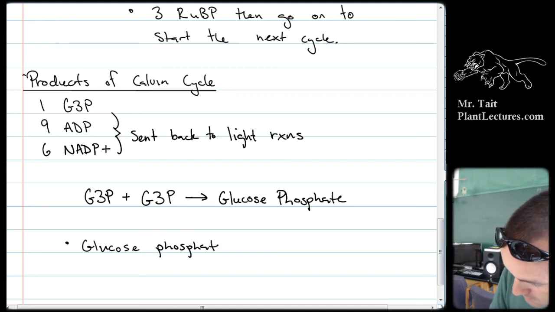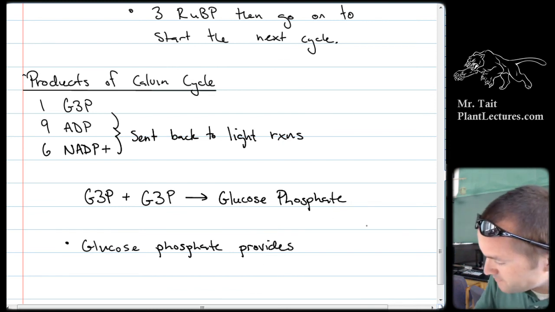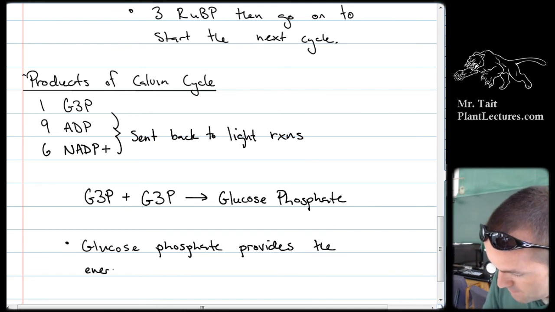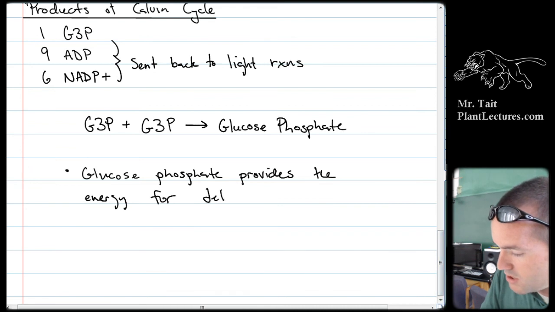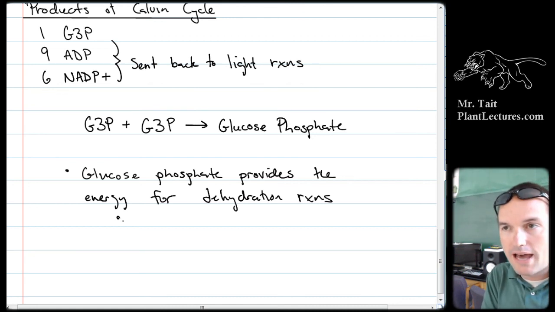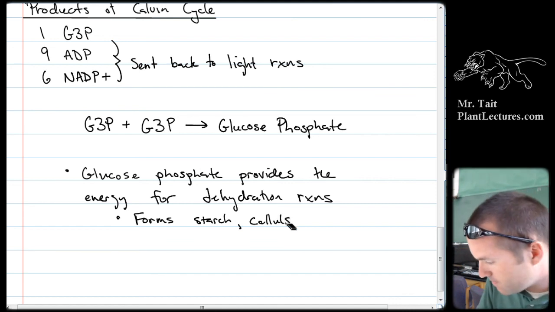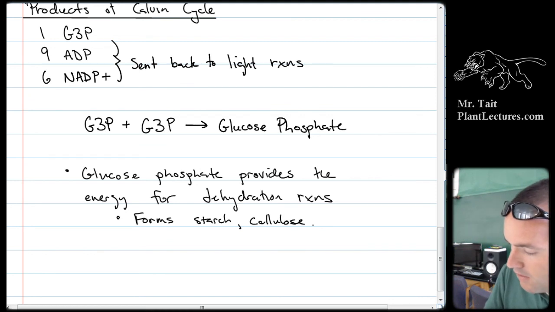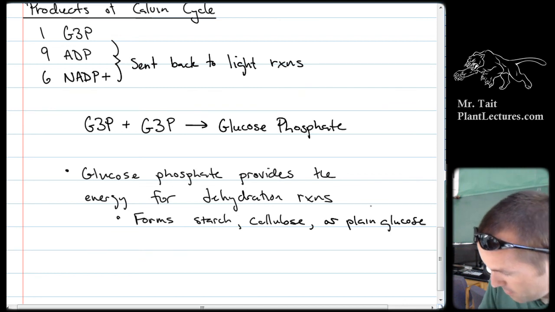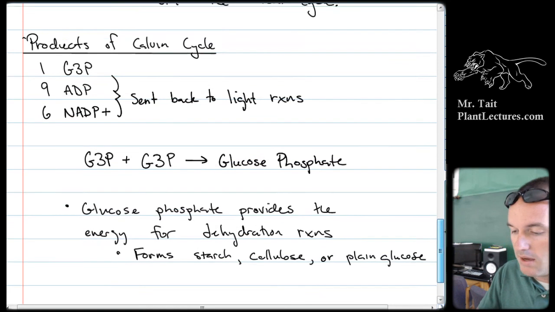So glucose phosphate provides the energy for dehydration reactions, meaning that it can form any glucose polymer without having to have an outside energy source. So it can form starch or cellulose, or it can just have that phosphate group cleaved off and it can become glucose, or plain glucose. Okay, plain glucose was the thing that we said was created in photosynthesis, right?